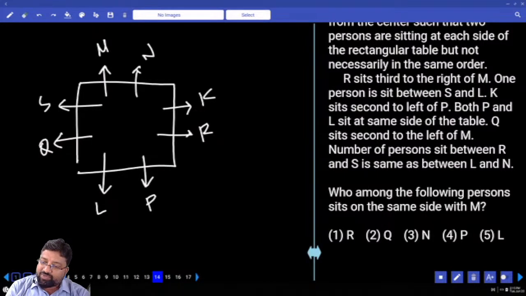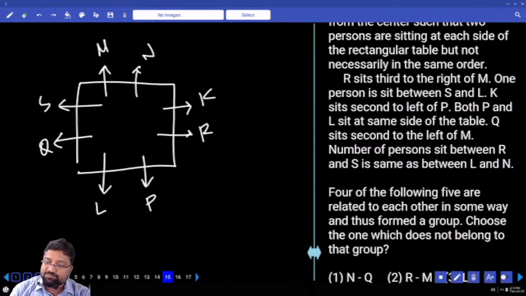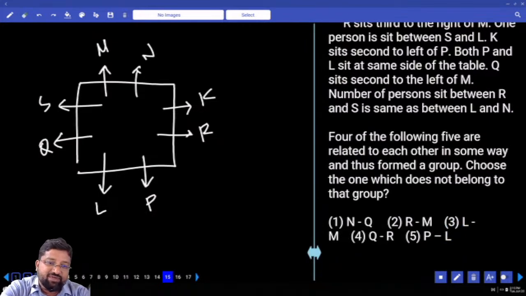Who among the following persons sit on the same side of M? Along with M? Tell me. 4 out of the following 5, N and Q. What is the minimum number of people between N and Q? What's the minimum number of people? R and M. R and M, what is the minimum number of people? L and M. L and M, 2. Q and R. P and L.